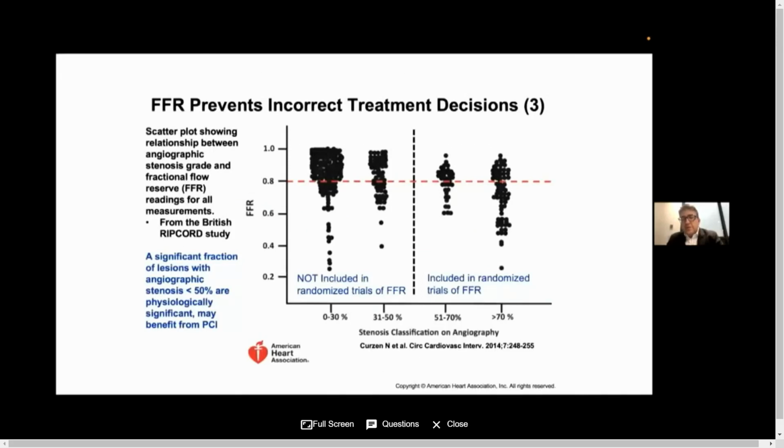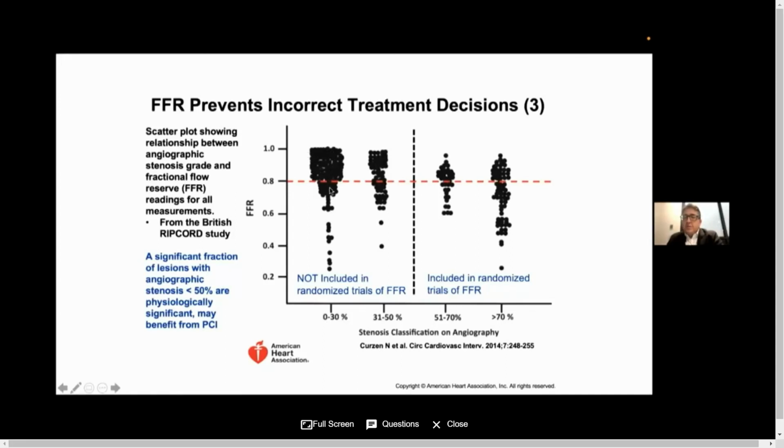And of course, the whole backbone of all of this is that the angiogram itself is not very good at telling us all the information we need to know to make informed decisions about PCI. So this is a nice slide here from Nick Curzen, and you can see at the bottom he's grouped these lesions according to their angiographic stenosis severity, so 0 to 30, going all the way up to more than 70% on the far right side of your screen. Now, as you'd expect, in patients who had near no angiographic stenosis, most of the FFRs are above 0.8.